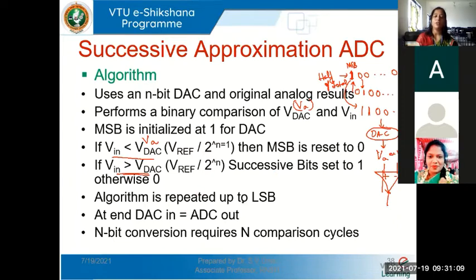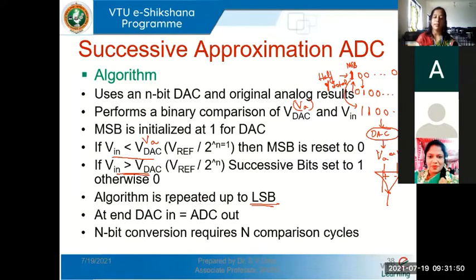So this algorithm goes on repeating until we reach the least significant bit. That's what I was telling you. If it is an 8-bit DAC, it will go through 8 iterations. Only then do we reach the least significant bit. So every bit should be set and, if needed, reset. Bit by bit we need to set it first, convert it to analog, compare it with the input, and depending upon the output, you either reset it or continue keeping it high and make the next bit high. That's how we proceed through the algorithm.